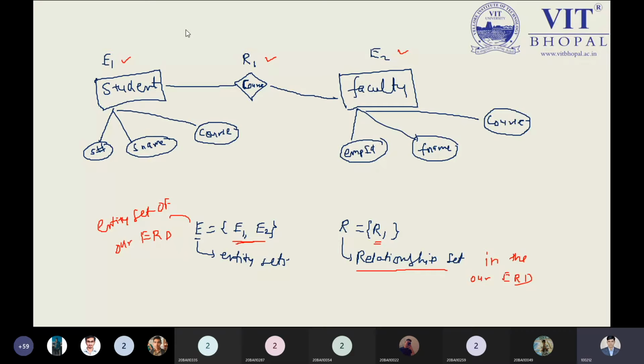Unlike the entity set, we can also have many relationships in our ER model, and those can be identified by the relationship set. A relationship set is nothing but the collection of many relationships that we have in our ER diagram. So in an ER diagram, there is no guarantee that only one entity or one relationship will be there. There is a good chance we can have many entities and many relationships. That is the point. So we have the entity set and relationship set. Now this diagram is clear.